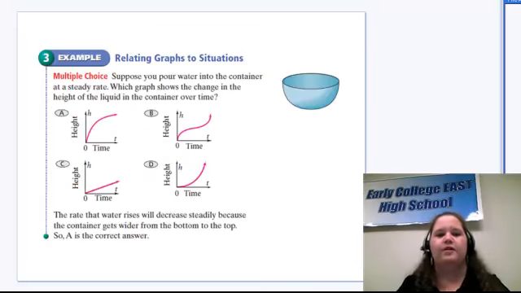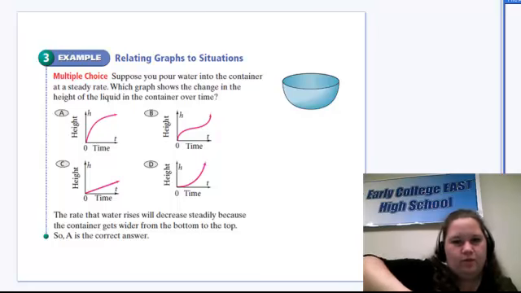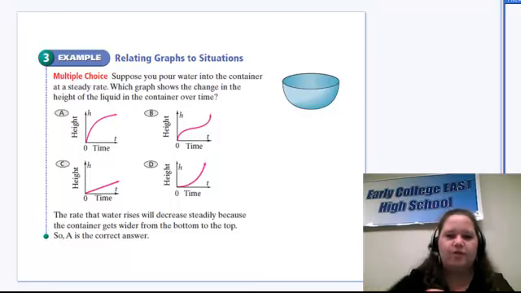Alright, so the next page. This time we're going to look at relating graphs to situations. We have a multiple choice question. Don't get freaked out. Suppose you pour water into the container at a steady rate. Which graph shows the change in the height of the liquid in the container over time? Now, steady rate is when you pour at an equal rate. You're not going to pour really fast or do a little bit, then tip a little more, then pull back, and then tip a little more. It's just steady.